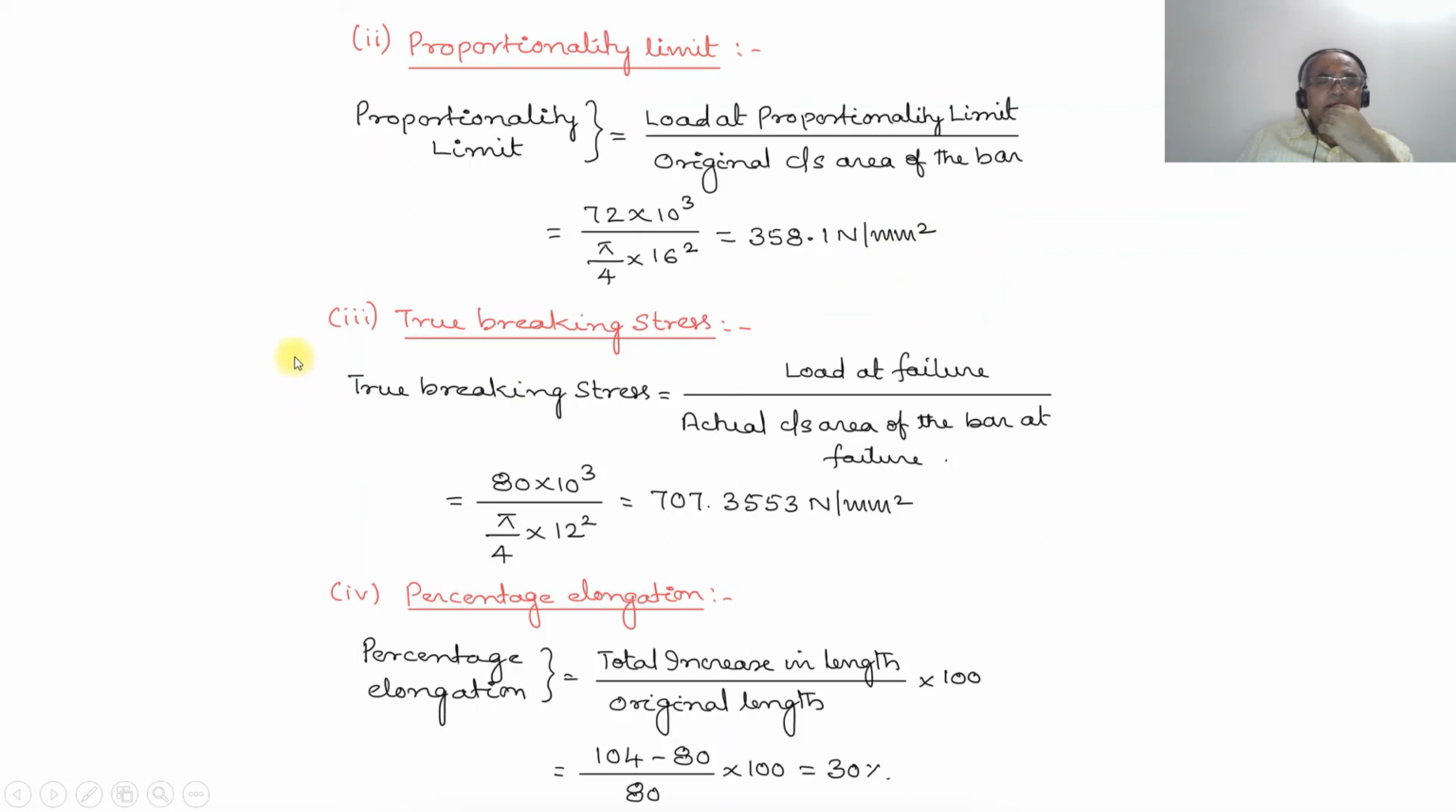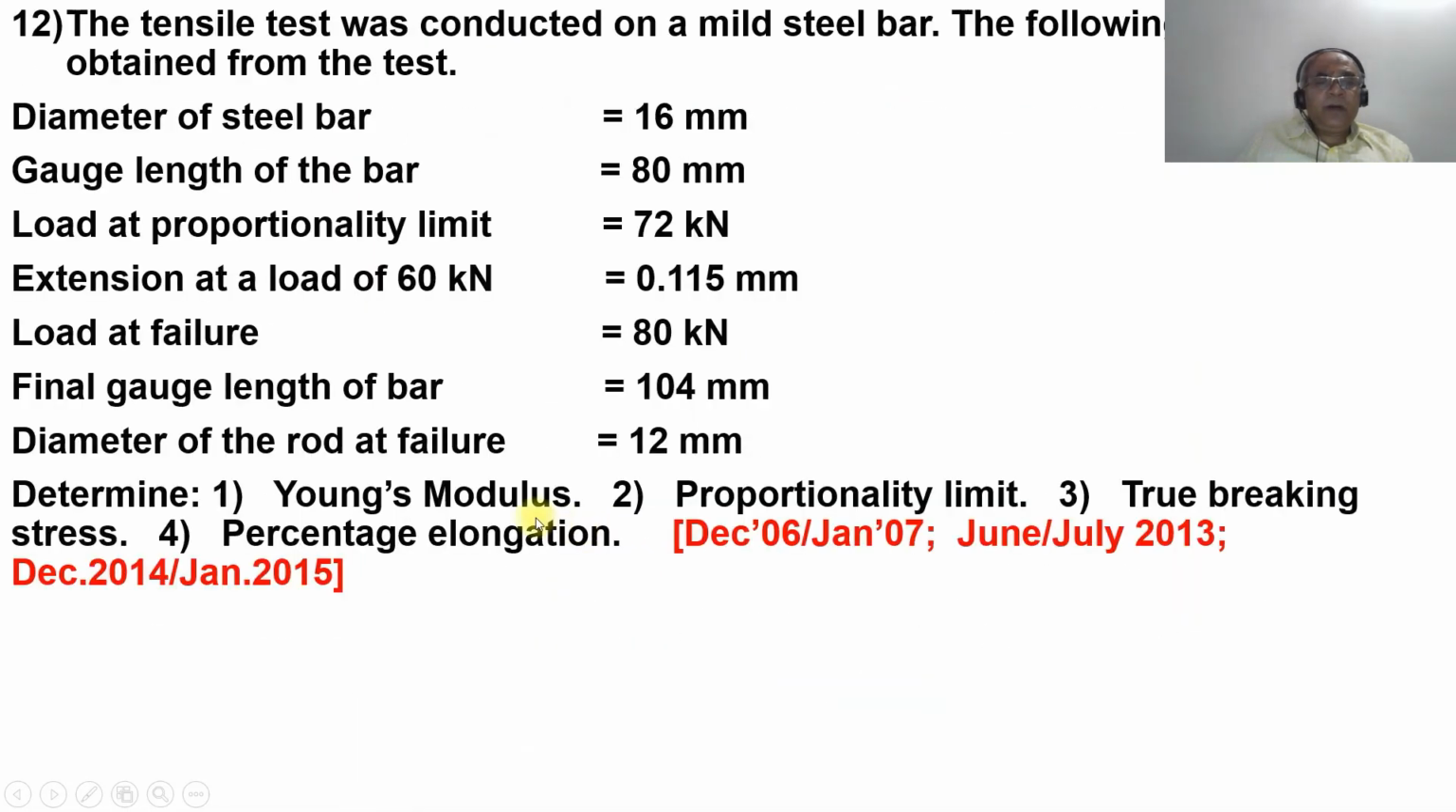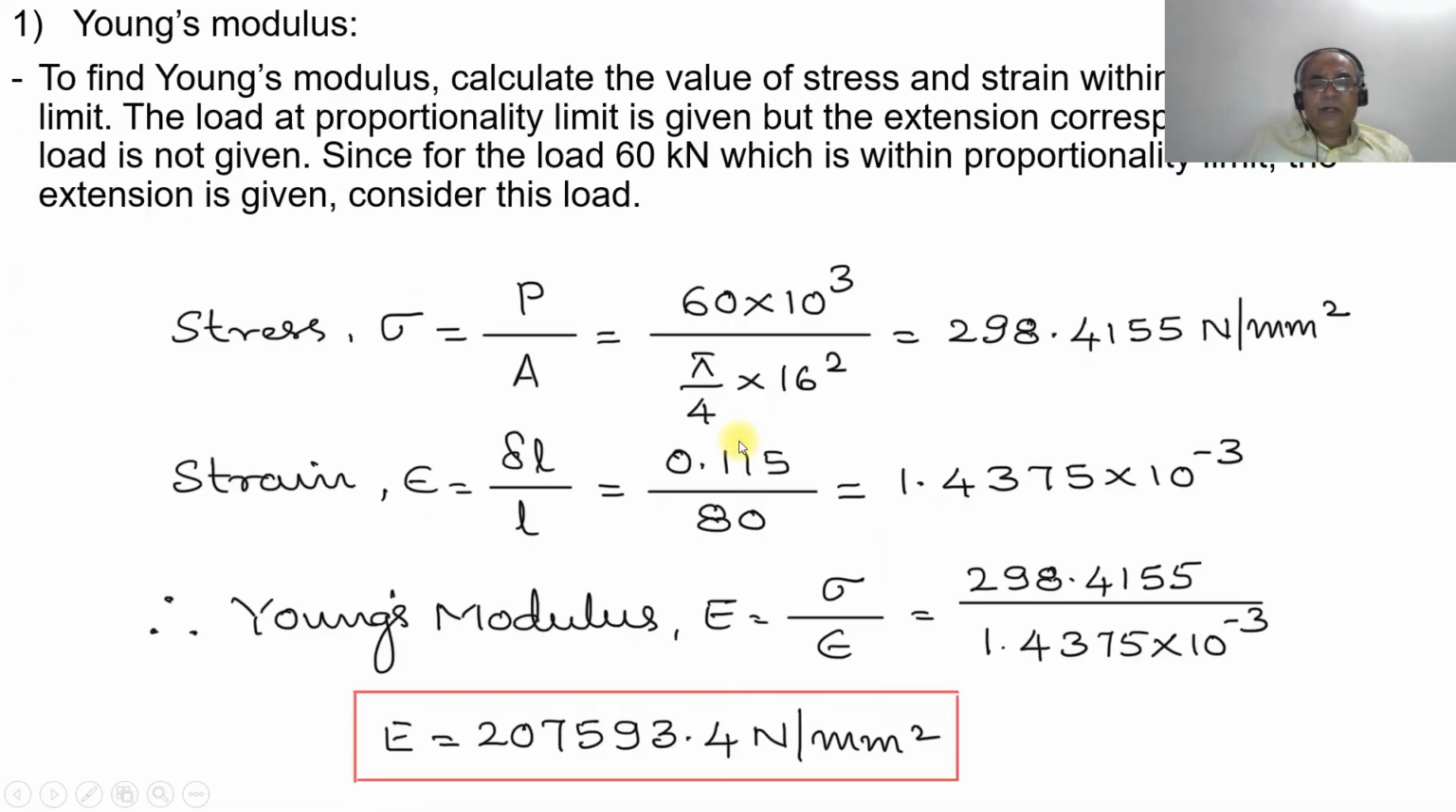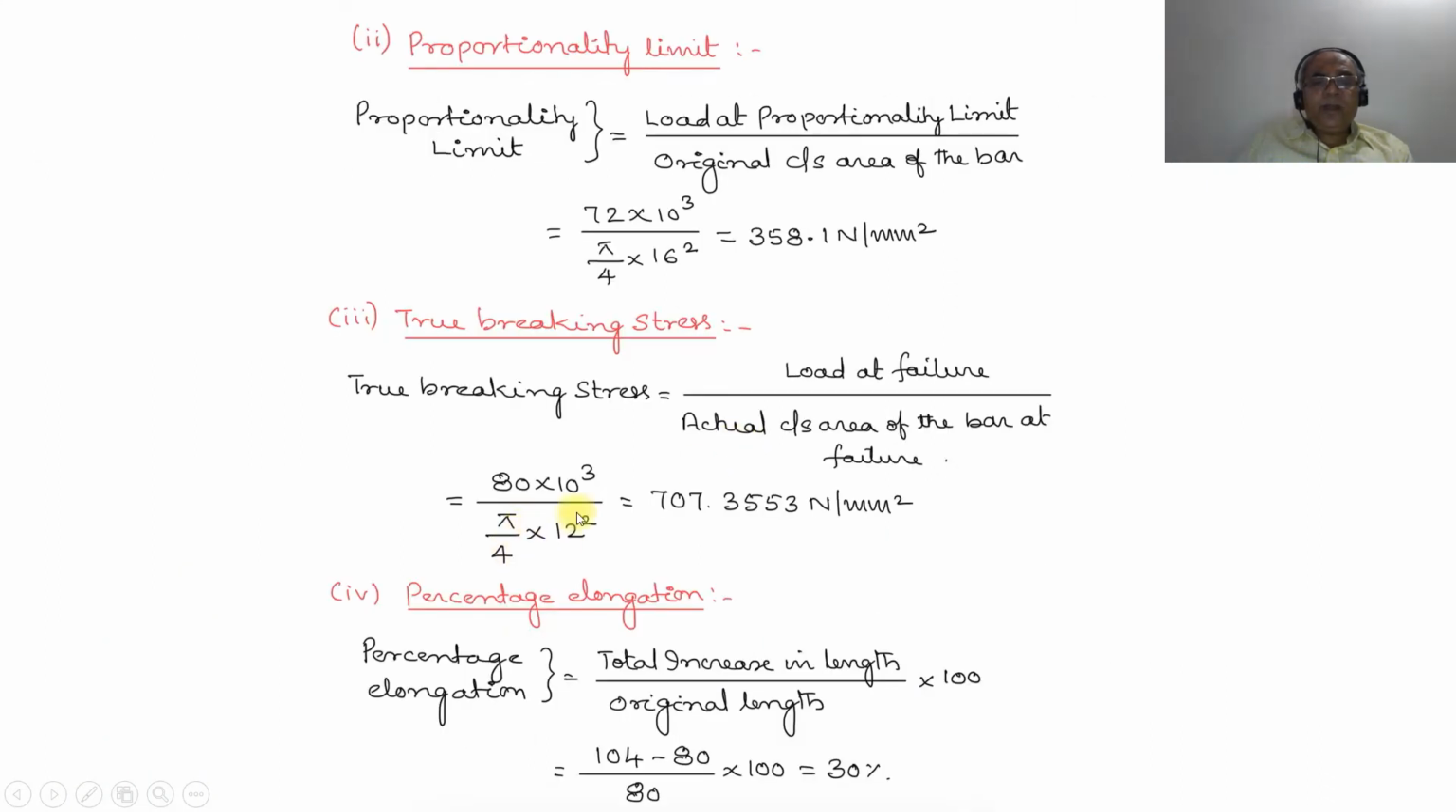Next, to determine the true breaking stress. The true breaking stress is given by the load at failure divided by the actual cross-sectional area of the bar at failure. The load at failure is 80 kilonewton, that is 80 into 10 to the power of 3, divided by pi by 4 into 12 squared, since the diameter of the rod at failure is 12 mm. On simplification, you get 707.3553 Newton per mm square.